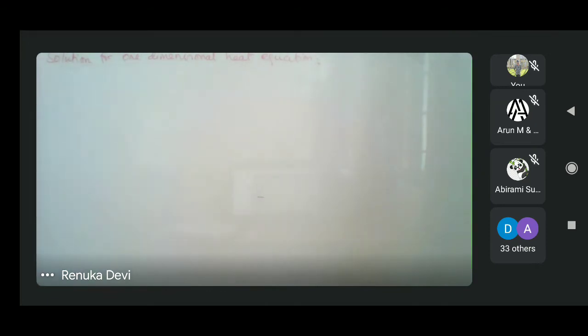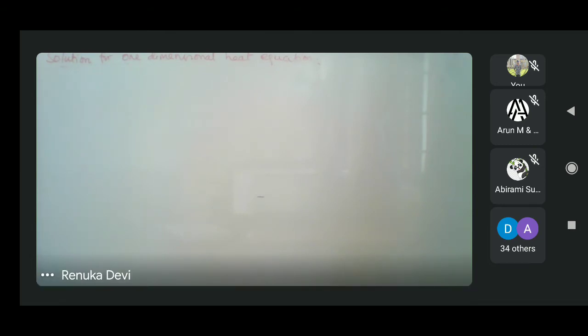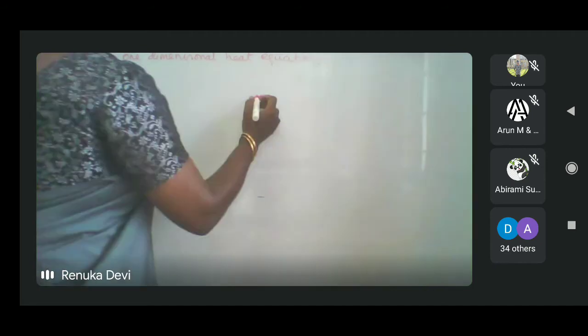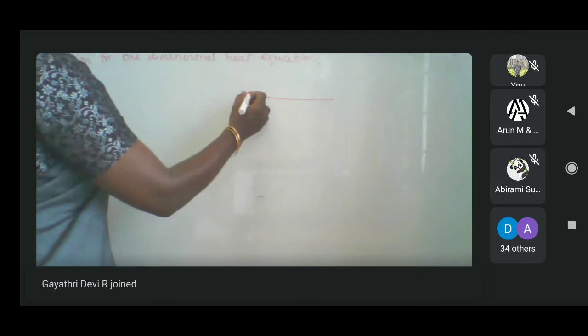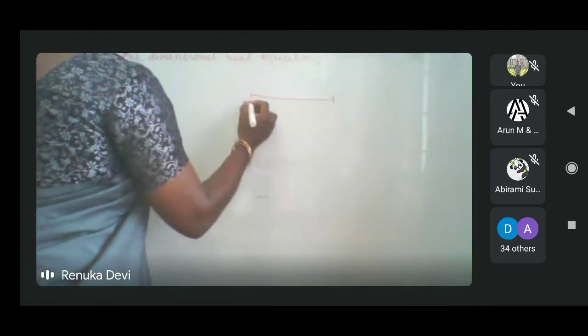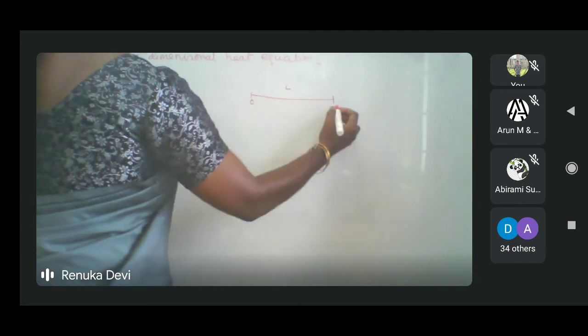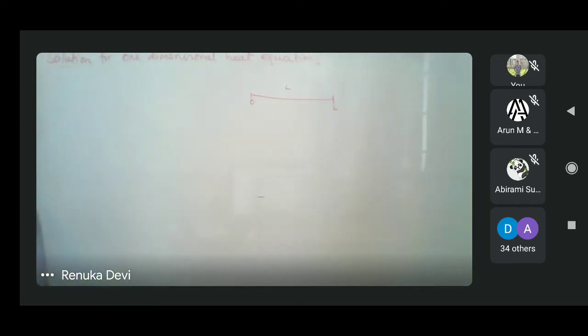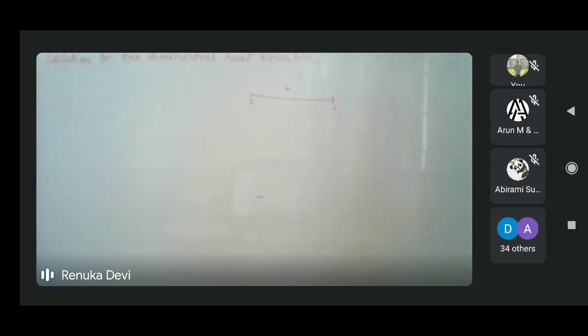We are going to solve the equation. First I assume that this is the rod or the bar or the wire. I take the length of the wire as L, initially it is 0 and at the last it is L. And assume that at the ends of the wire or the bar, the temperature is 0.